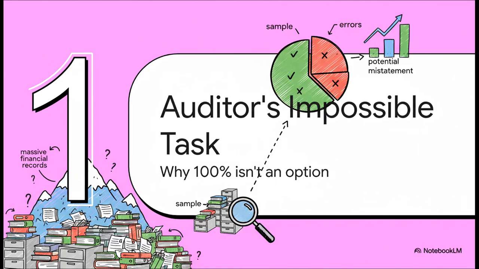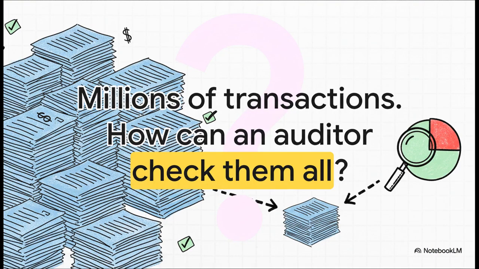So let's just start with the core problem here, what we're calling the auditor's impossible task. And trust me, the scale of this problem is, well, it's truly mind-boggling. I want you to really think about a big, global corporation for a second. We aren't talking about a few thousand transactions. We are talking about millions. Every single sale, every purchase, every single year. So the question is, how could anyone on Earth possibly check all of them?